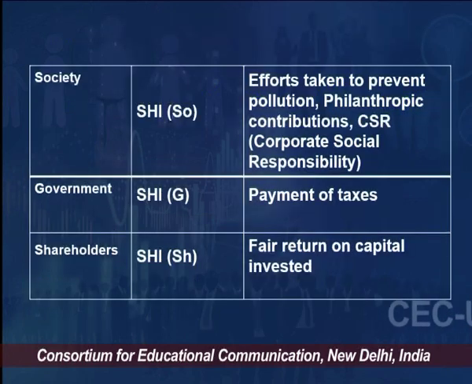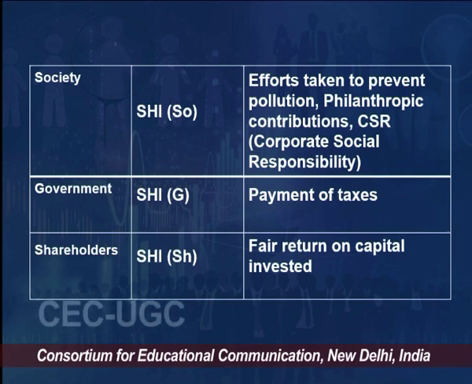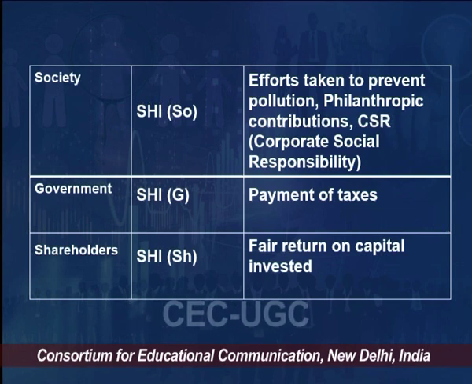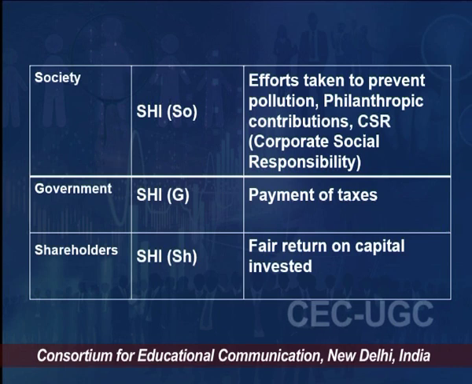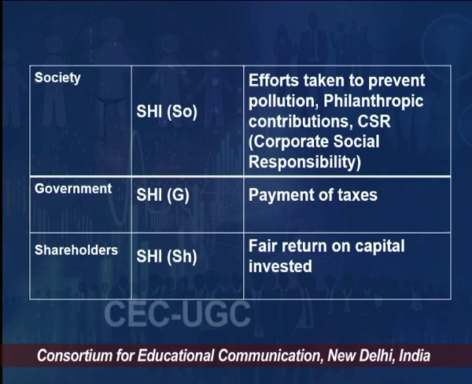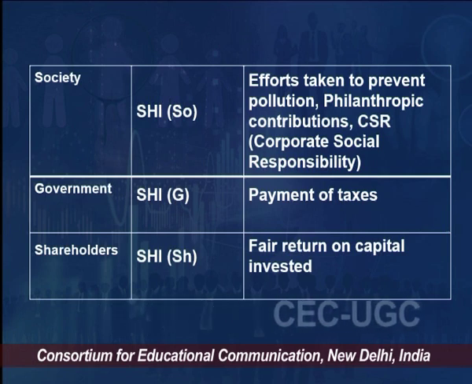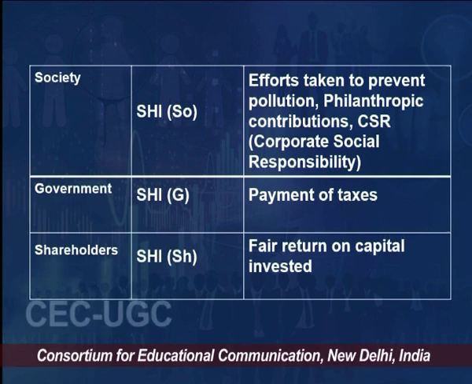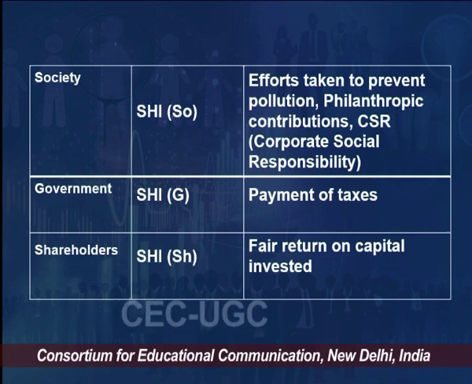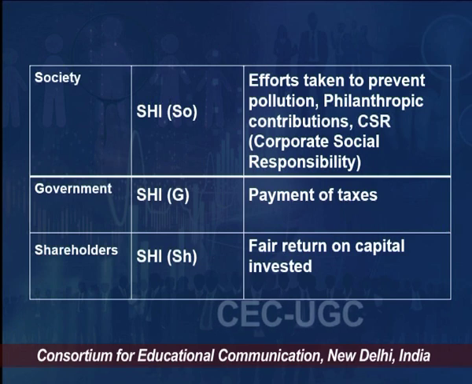Now the next one is society. For society, it can be indicated by SO. Here we would take parameters like efforts taken to prevent pollution, philanthropic contributions, and the contribution of our company in terms of corporate social responsibility, CSR. Suppose if I take the example of India, whether we are only conforming to the statutory obligations, that is spending 2% of profit on CSR activities. When I am falling in that limit, then only I will be spending, or it is more than that. So we can develop the index for society as well and show it like SHISO.